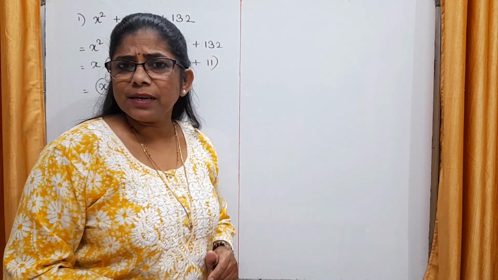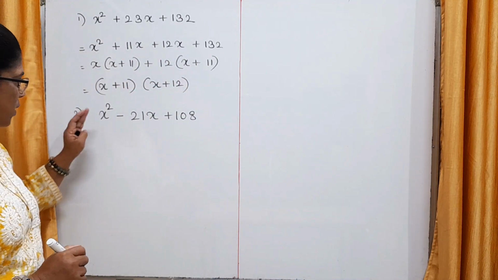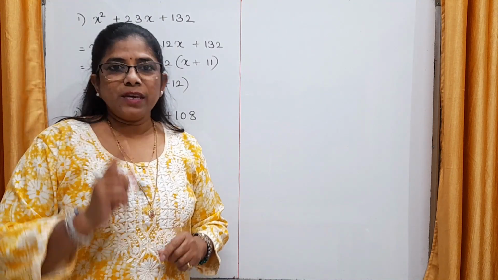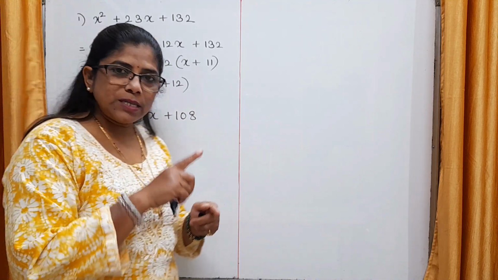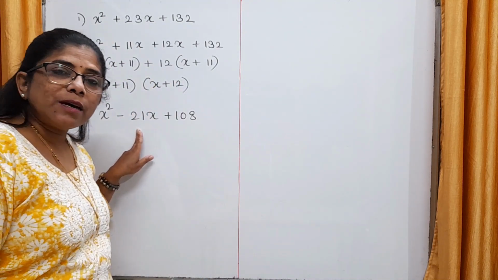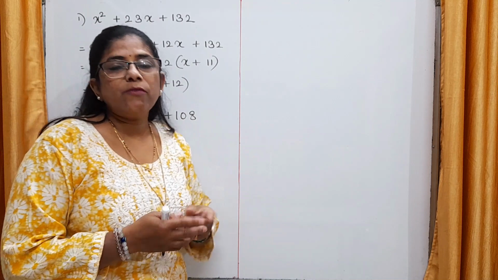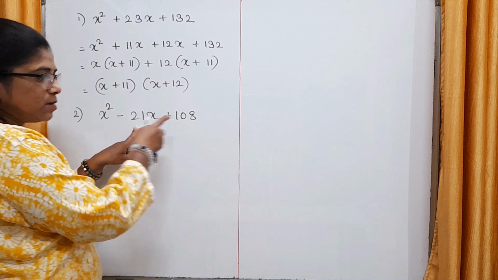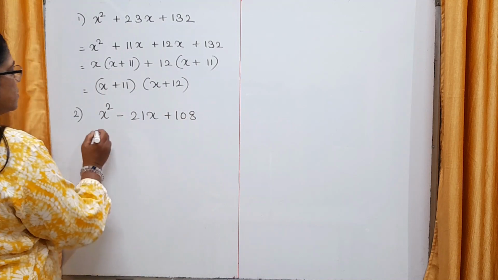Let's check what is our second example. Second example is x square minus 21x plus 108. So now even here product is plus 108. So we have to find two numbers whose product is 108 and sum is 21. Numbers are 12 and 9. 12 into 9 we get 108 and when we add 12 and 9 it's 21. But here it's minus 21. So we have to split this minus 21 as minus 12 and minus 9.